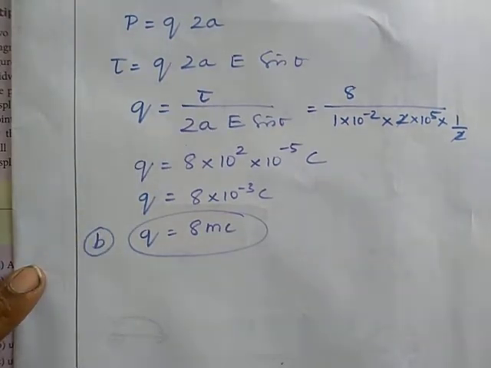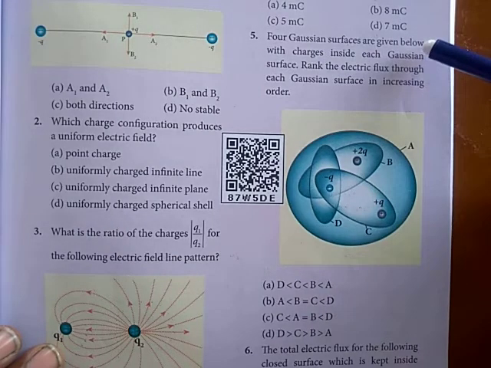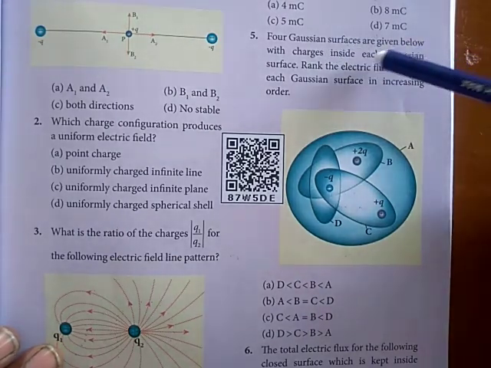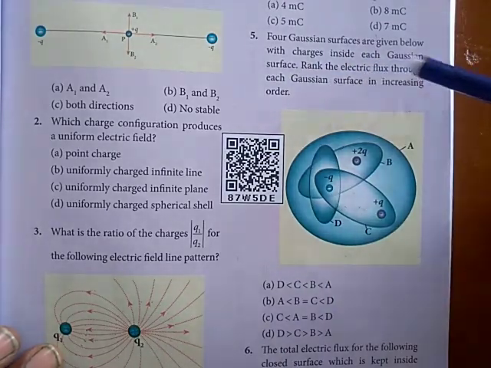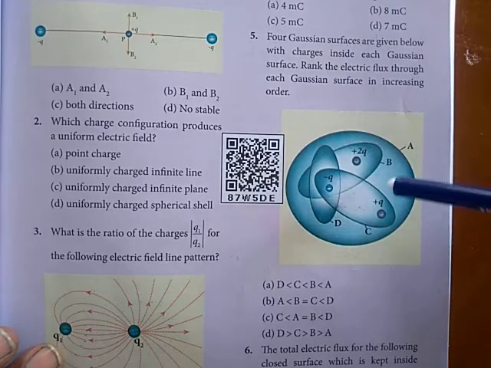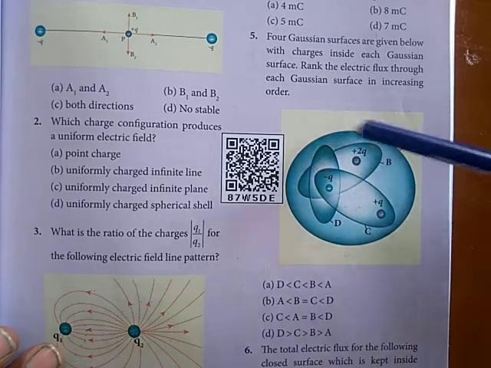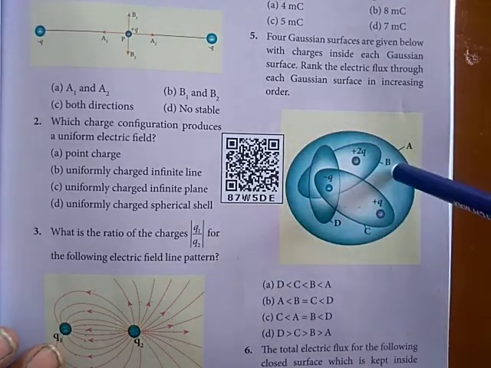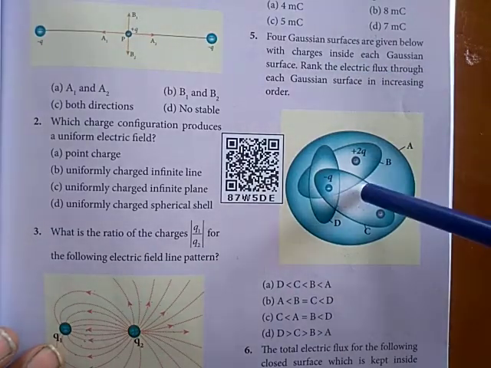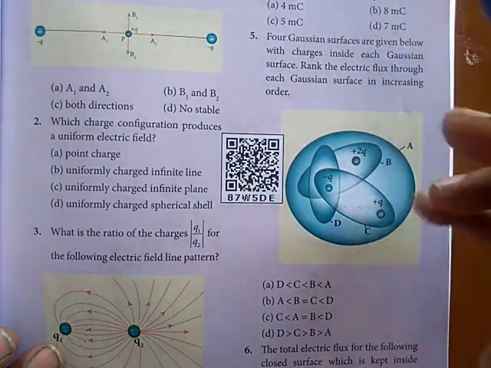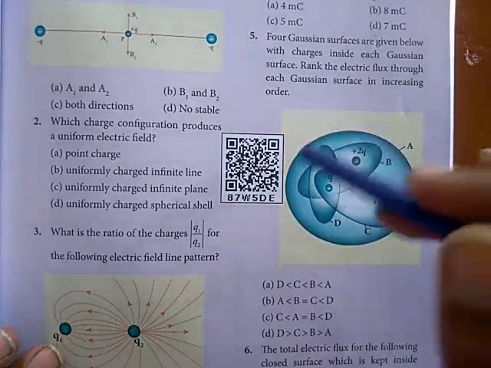Then question number 5. Four Gaussian surfaces are given below with charges inside each Gaussian surface. Rank the electric flux through each Gaussian surface in increasing order. Here they have given four Gaussian surfaces, each having some amount of charge. They are asking for the rank of the electric fluxes. You have to give the order for the flux in that imaginary Gaussian surface.